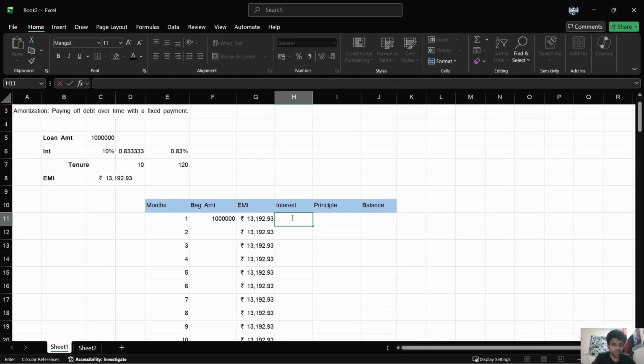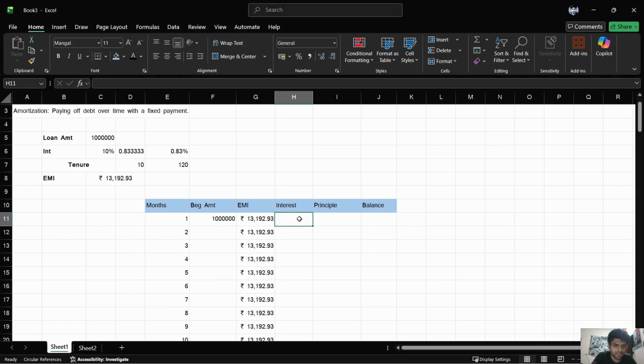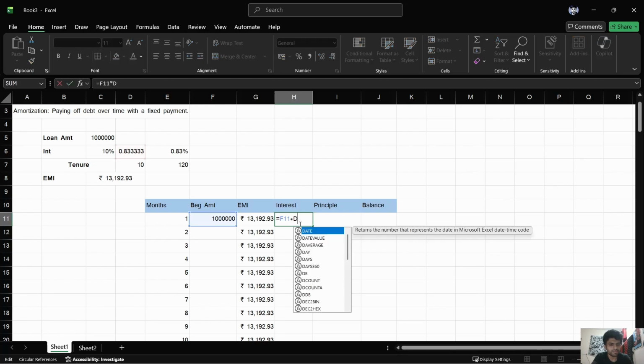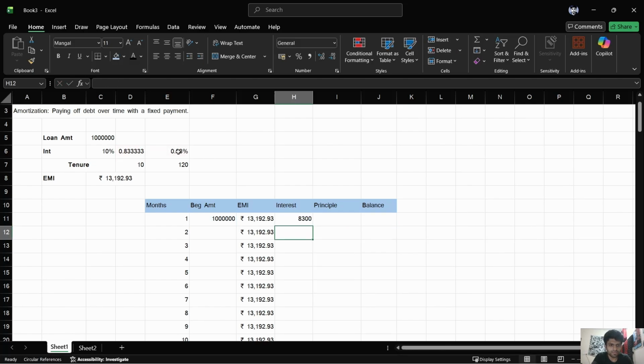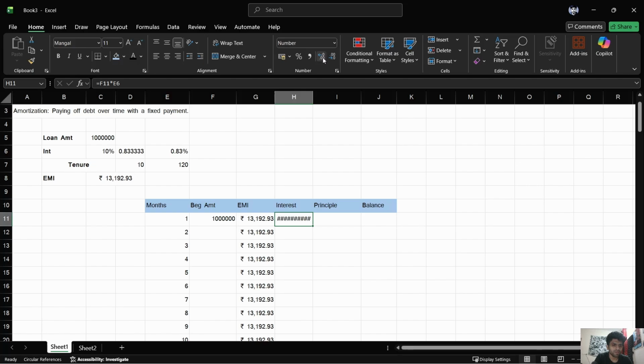Now we'll be calculating the interest, which is the E9 cell. Our E9 cell is the beginning amount into the interest rate which we have to calculate. So this is the exact amount, and I want two decimal places.